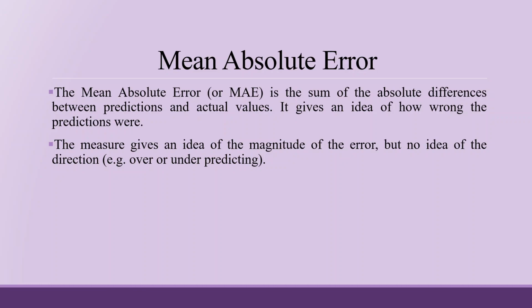Mean absolute error is the sum of the absolute differences between the predictions and actual values. It gives us an idea of how wrong the predictions were. The measure gives an idea of the magnitude of the error but no idea of the direction. For example, either it is overpriced or underpriced, or rather, we can say it is overpredicted or underpredicted. Now, let's see how we can do this in Jupyter Notebook.